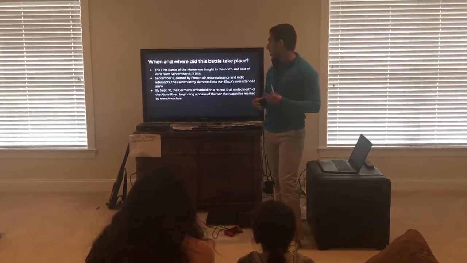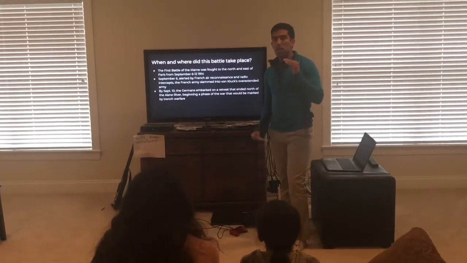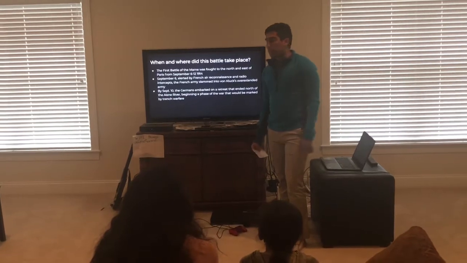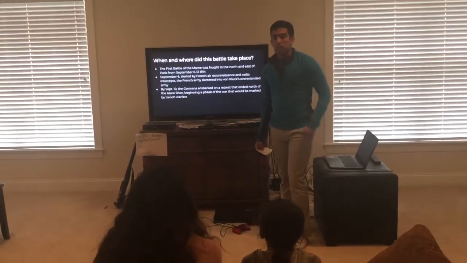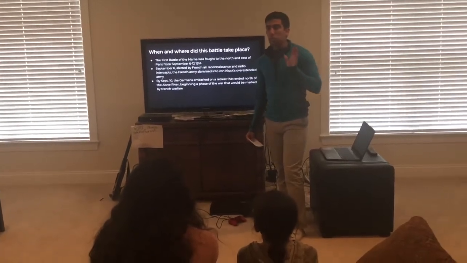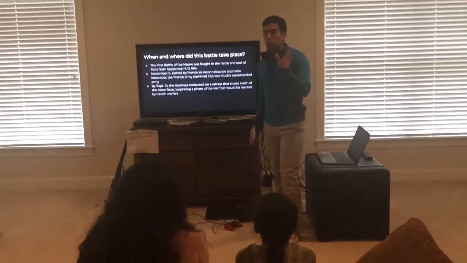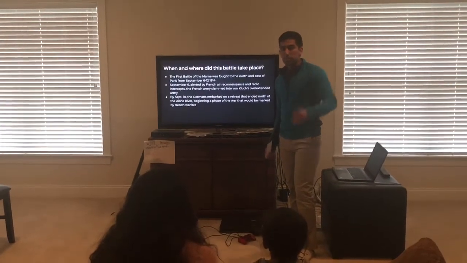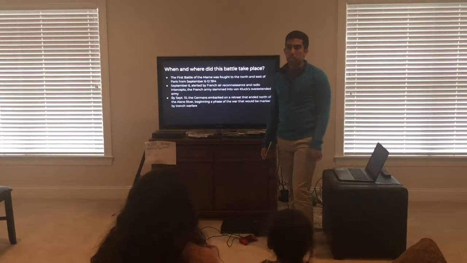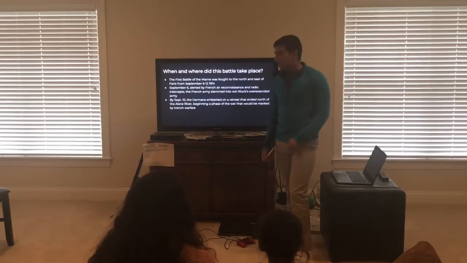And on September 10th, the Germans embarked on a retreat, which ended close to the Aisne River, by the Belgian front in northern France, beginning a phase of the war that would be marked by trench warfare. So essentially, the French pushed Germany back, as we'll see later in the presentation, into forming a longer trench across Belgium and northern France, nearly stretching to the Baltic Sea, that held them in isolation for the next 4 years of the war.